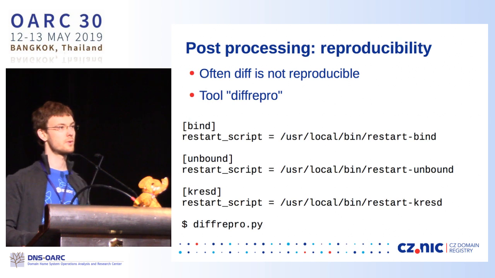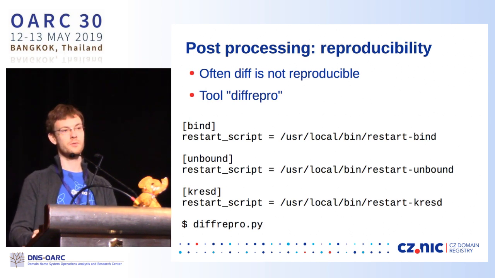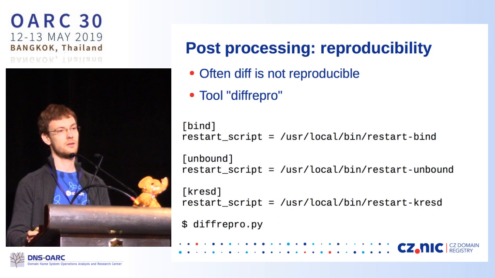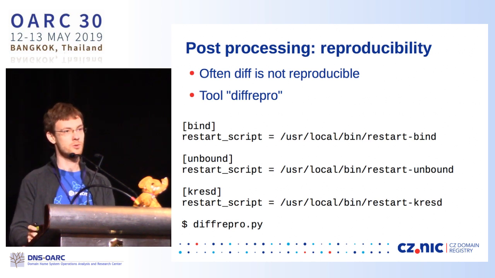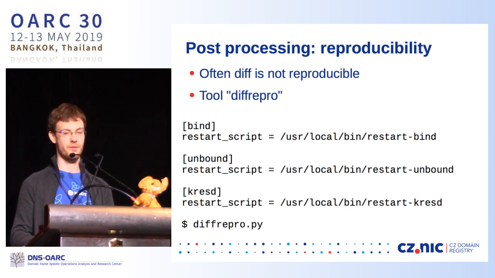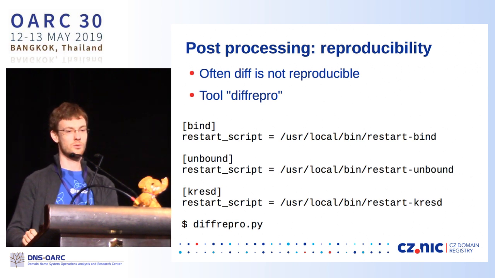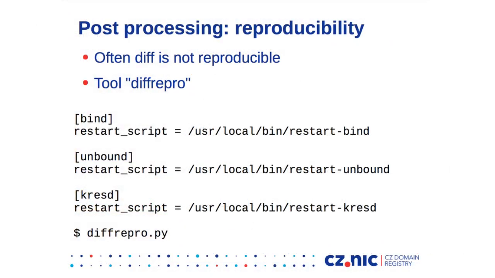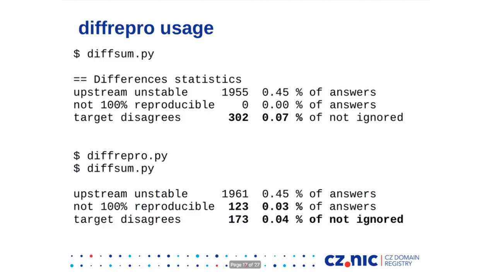That's nice, but sometimes when we were investigating these differences, it turned out that we were not able to reproduce the issue, because sometimes it was just packet loss or some crazy other thing in the network. So we've written yet another tool, which is called diffrepro, like diff reproducer. The idea is that you provide a script which is used to restart the resolver instance or flush cache or do whatever you need to do, and then run the script.